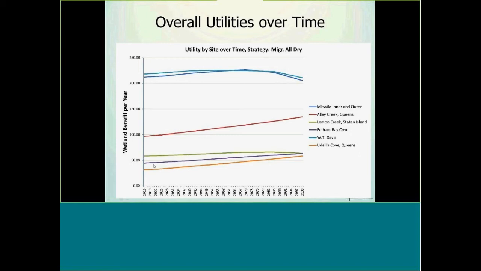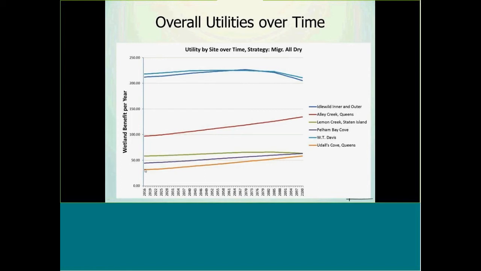And the average utility across these 6 sites is 100. So Alley Creek is giving you about the average utility. These other 2 very large sites, because they have so much marshland that's doing so much of the sequestering of nutrients, et cetera, have higher utility. Udall's Cove, being the smallest marsh, has the lowest utility.